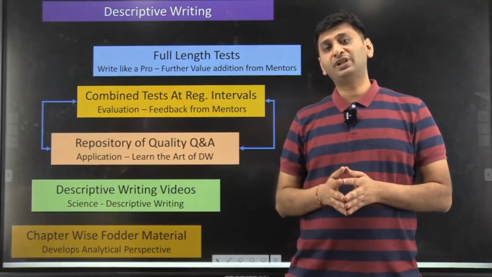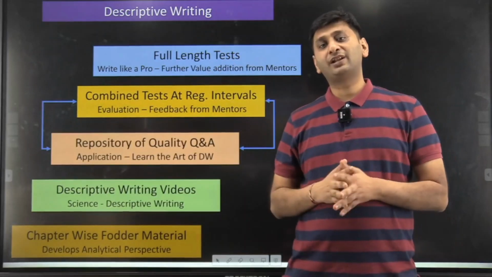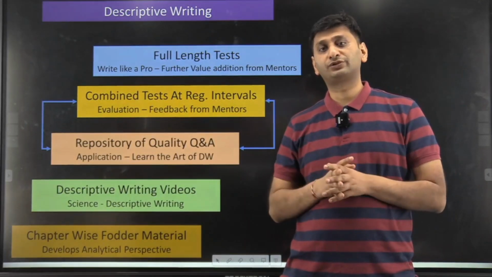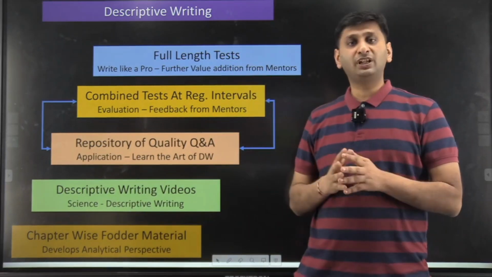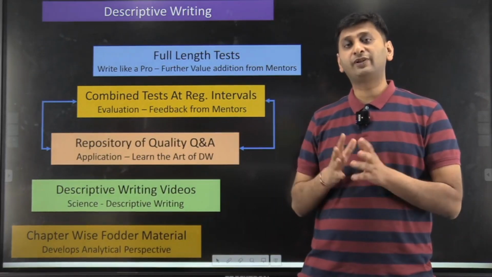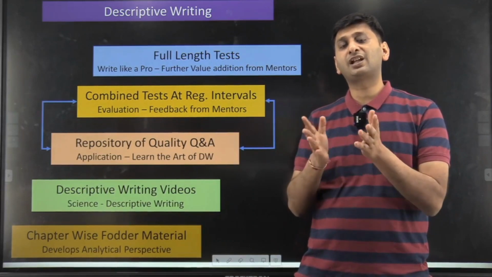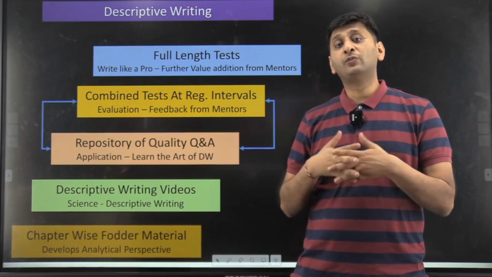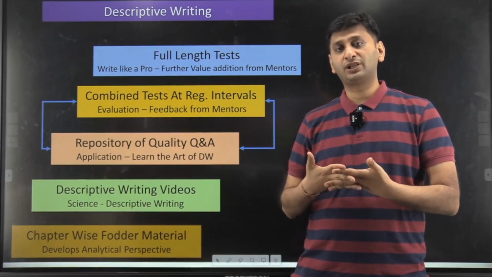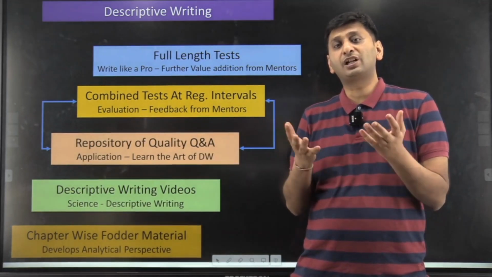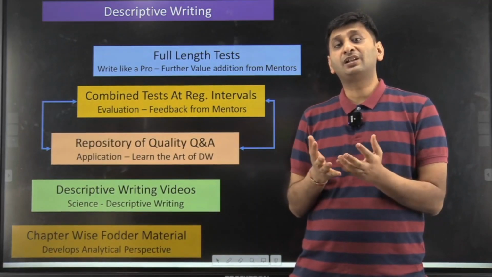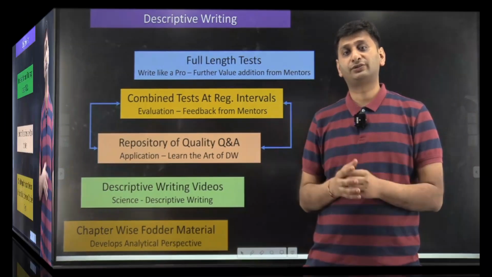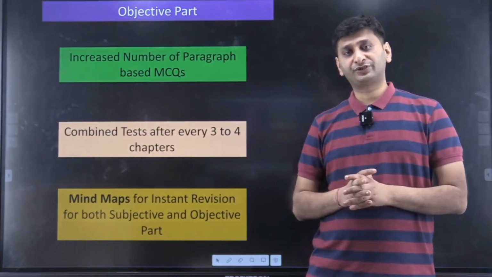The fifth one would be a full-length test on ESI and FM, which you would be required to attempt after completing the whole of your course. These also would be evaluated by your mentors and detailed feedback would be given, but I think by this time you would have already become a pro in descriptive writing. So this would be more about further value addition in your answers so that you start believing that descriptive writing is a strength that will help you distinguish yourself from others. So that was about the descriptive part, my friends.